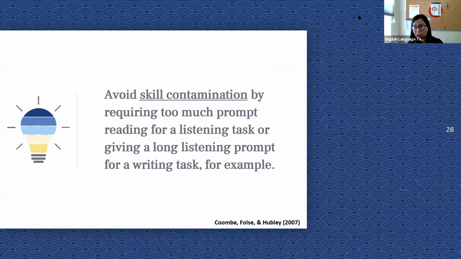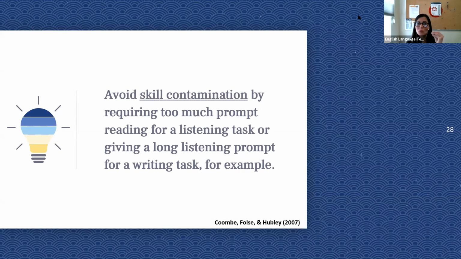But we got to be very careful, because skill contamination can happen at this stage, right? So for example, if you require too much prompt reading for a listening task, or if you give a long listening prompt for a writing task, then their understanding of the prompt itself can affect how they perform on the actual task that you're requiring them to do. So we have to be very careful when we are creating our tasks to avoid skill contamination, right?